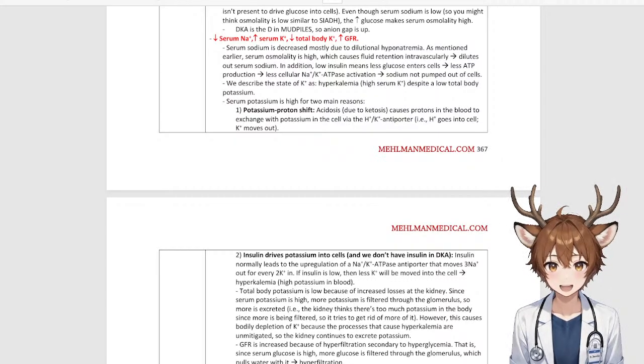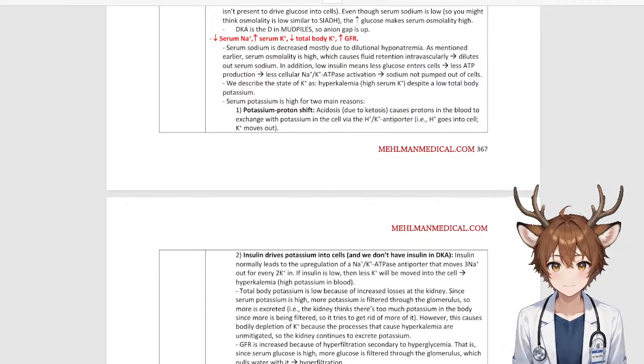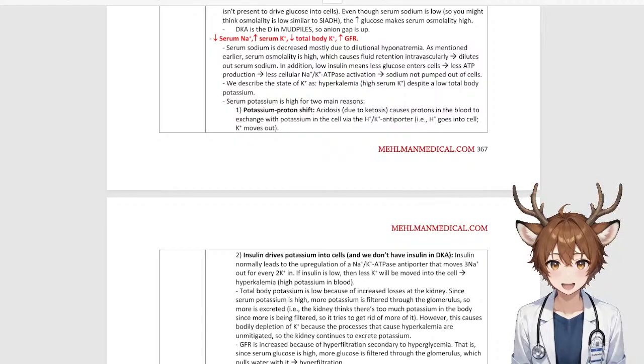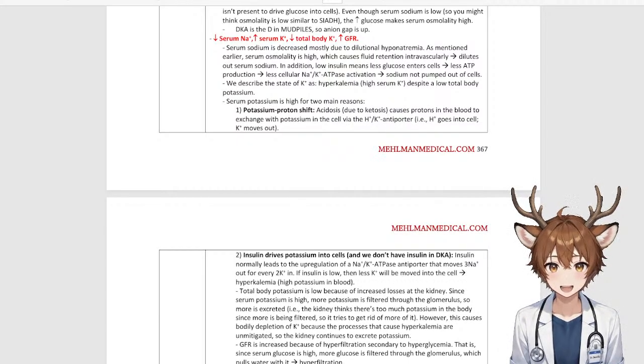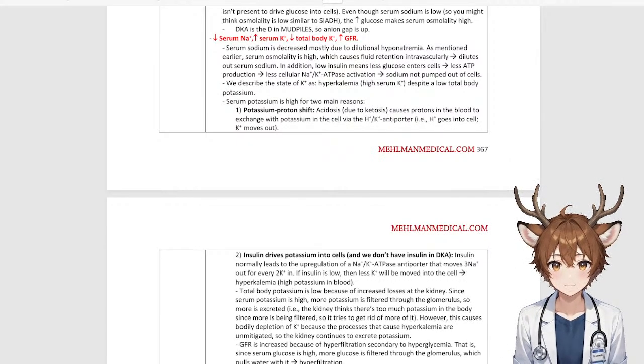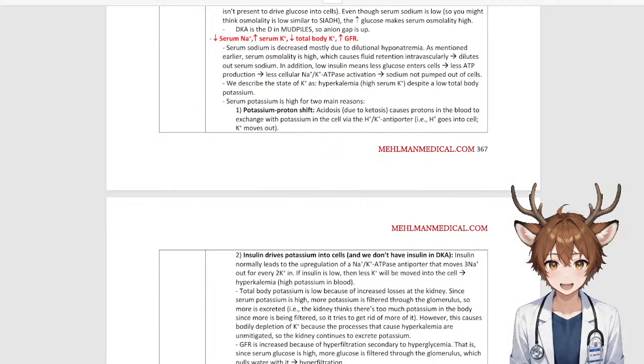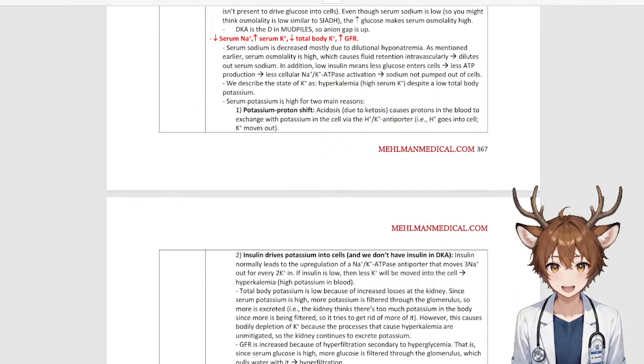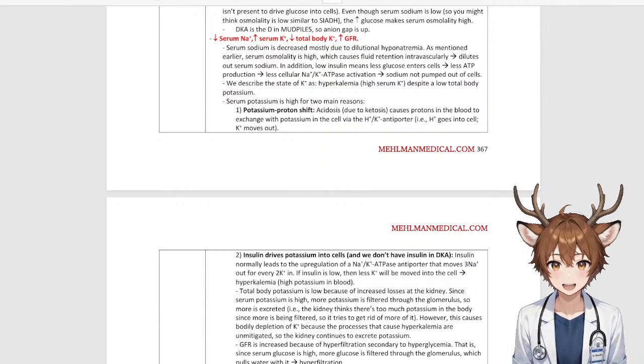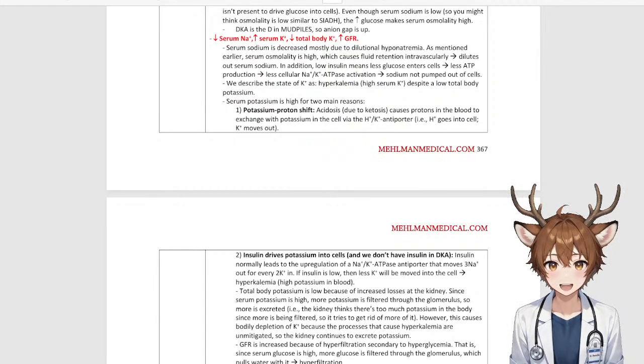Two, insulin drives potassium into cells, and we don't have insulin in DKA. Insulin normally leads to upregulation of sodium-potassium ATPase, the antiporter that moves 3 sodium out for every 2 potassium in. If insulin is low, then less potassium will be moved into the cell, causing hyperkalemia, high potassium in blood.